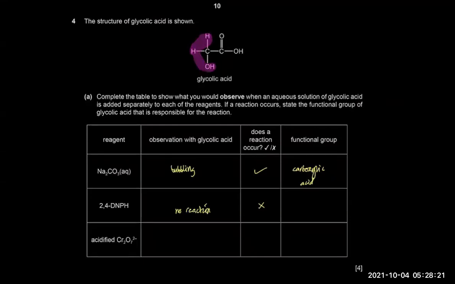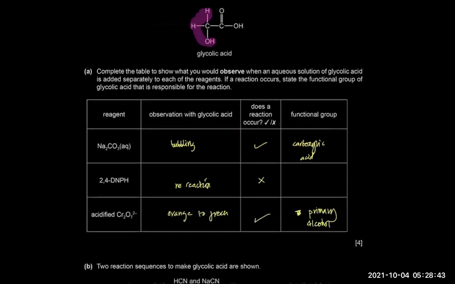Dichromate के साथ क्या होता है? Orange to green. It's oxidation of primary alcohols, right? So the solution goes from orange to green. Obviously a reaction is occurring. And what group is reacting? If someone says alcohol, now I'm going to kill them. You will say primary alcohol. Okay.